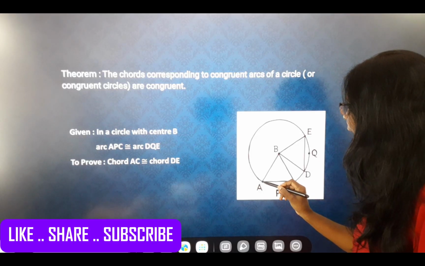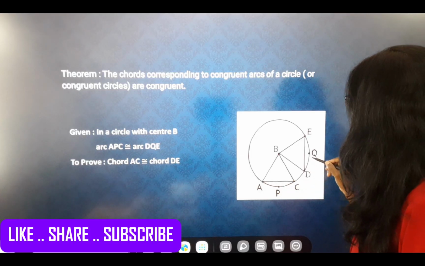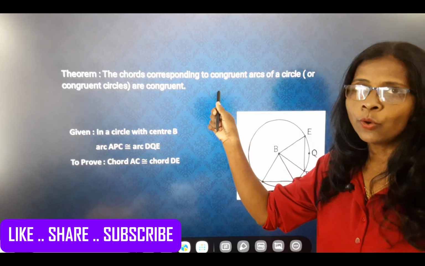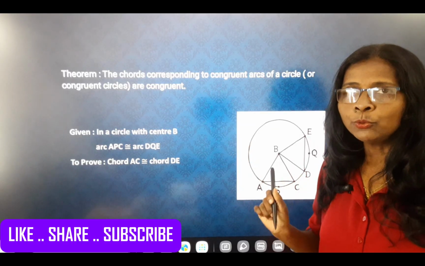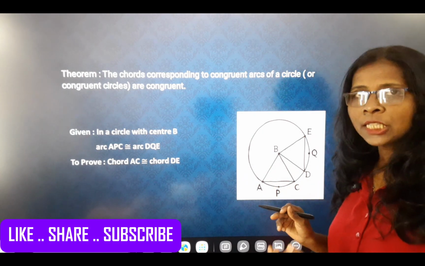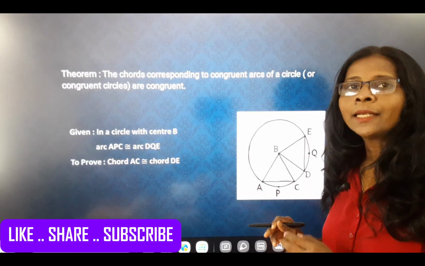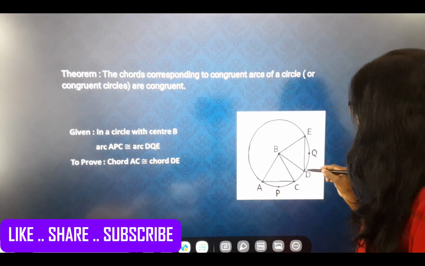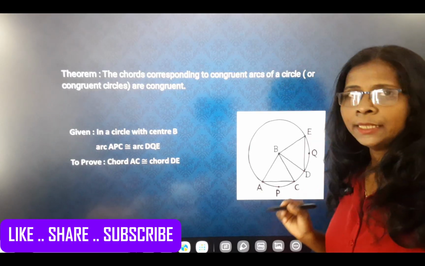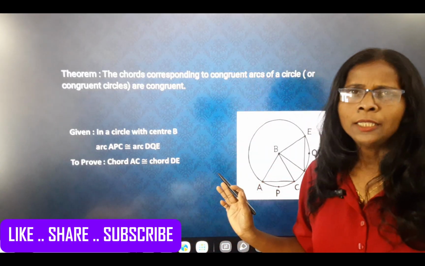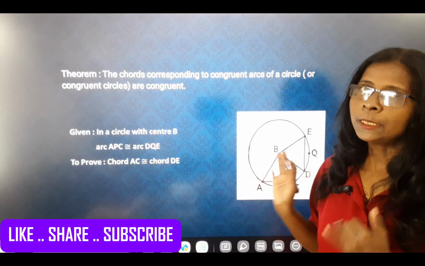Now here arc APC is congruent to arc DQE. This is the given, students. And then we have to prove that the chords that make these arcs are equal. That means we have to prove that chord AC is congruent to chord DE. Okay, students, so let us see how to prove this theorem.